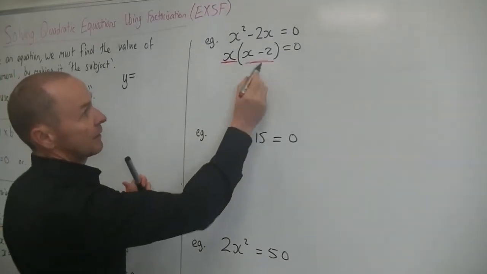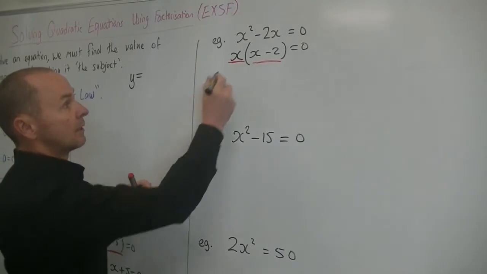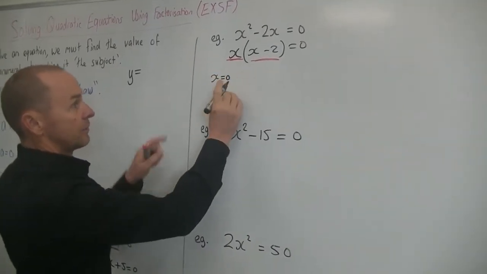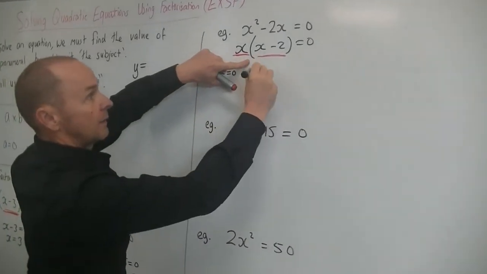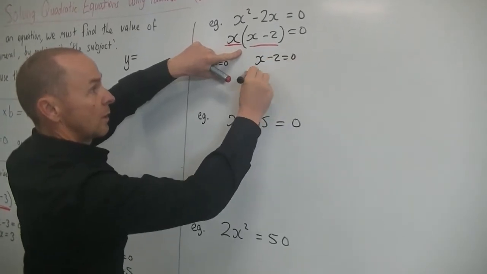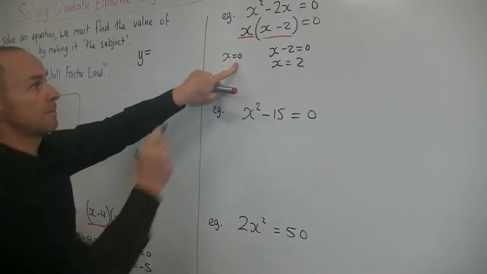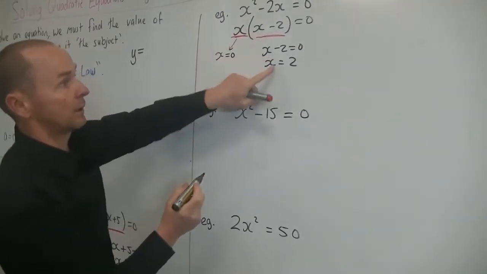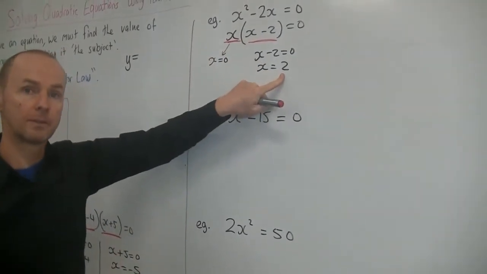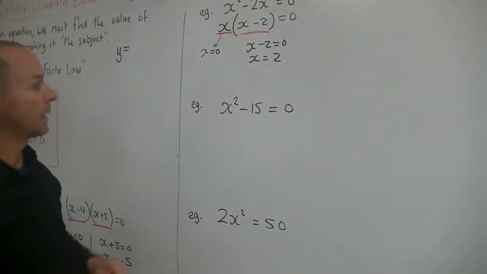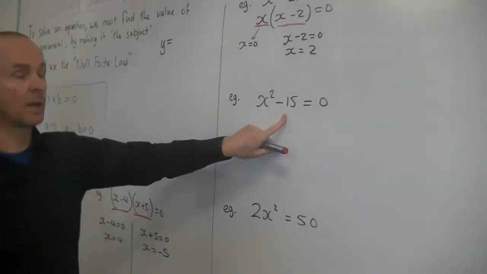The first one's x, next one's x minus 2. So here we can say x is equal to 0 from that one, and x minus 2 is equal to 0, so x is equal to 2. So our two answers here are x equals 0 from that one, and this one gave us x equals 2. So there are two answers. Good job.